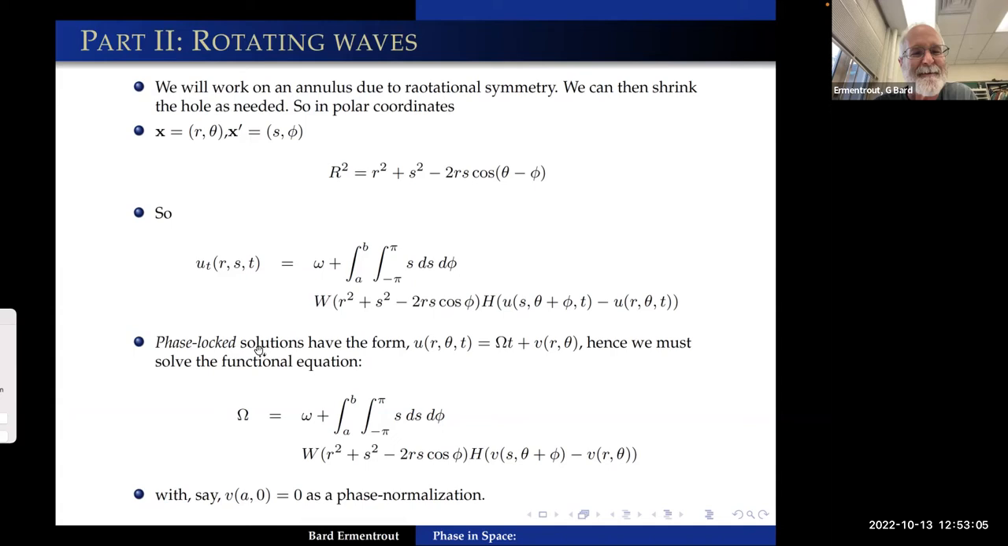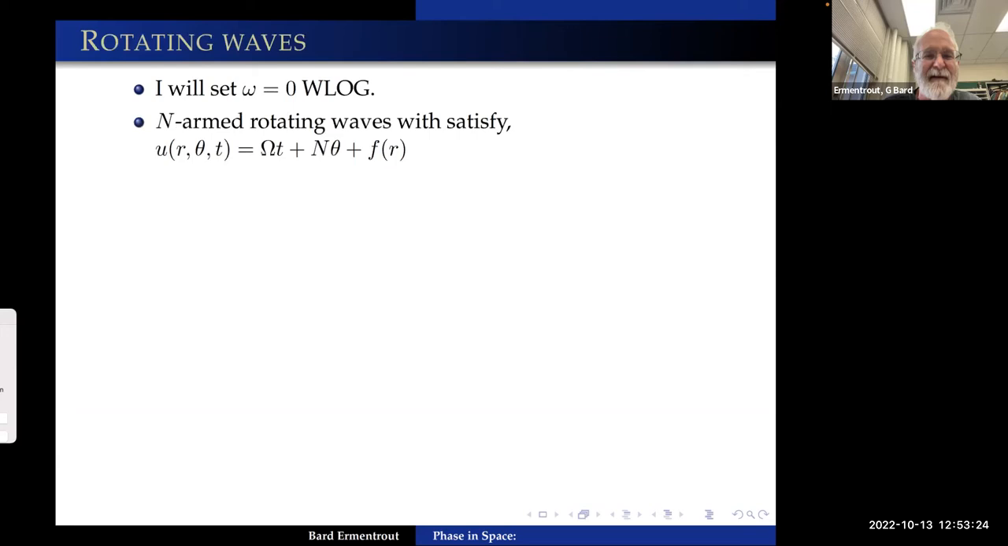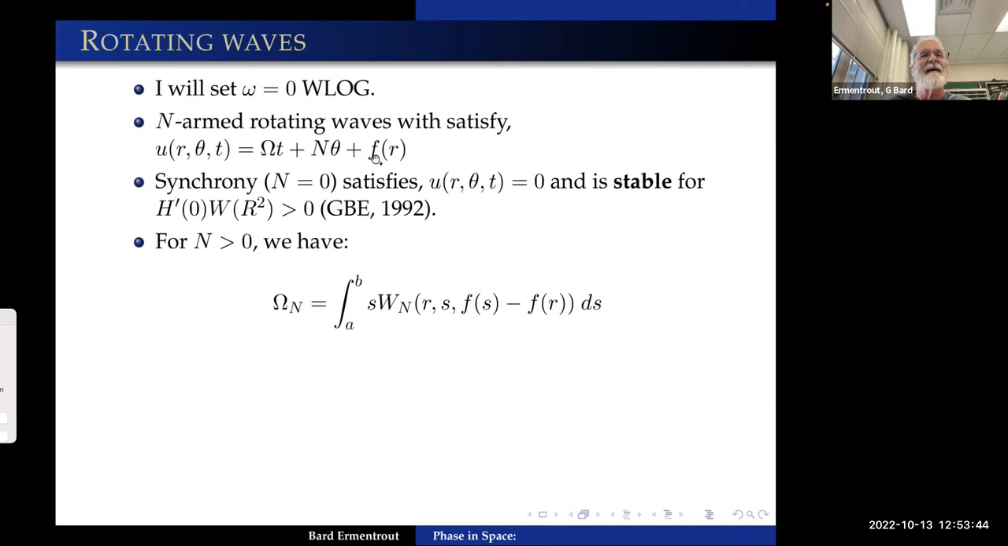Phase lock solutions have a very simple form. U of r theta t is omega t plus v of r theta. So we have to solve this interesting functional equation, which is hopeless. However, incidentally, I can set omega equals zero without loss of generality. However, if we're looking for rotating waves, N-armed rotating waves satisfy U of r theta t is omega t plus N theta plus F of r. And they satisfy, in particular, synchrony is N equals zero and F equals zero and U equals zero. And that's stable as long as H prime W is positive.